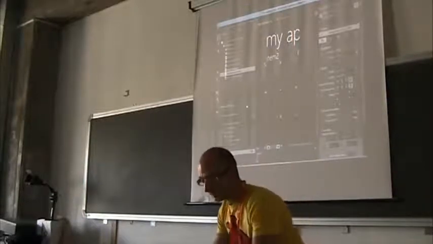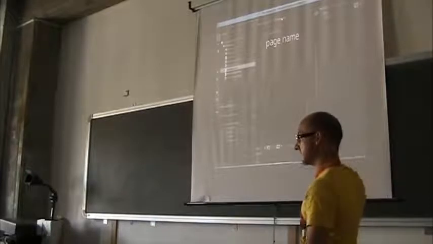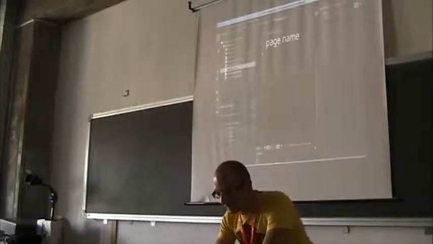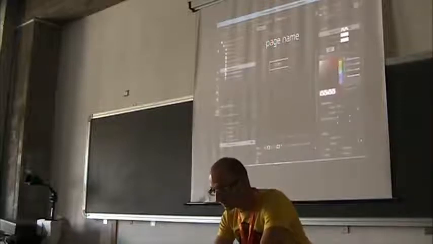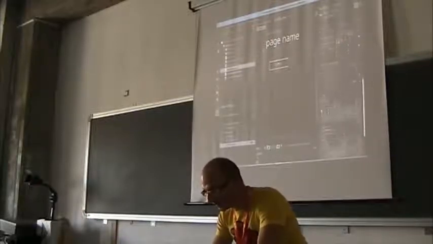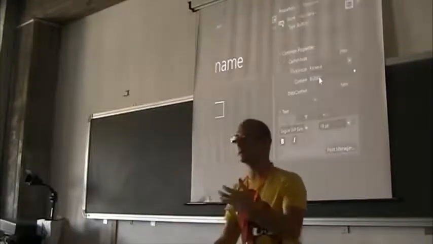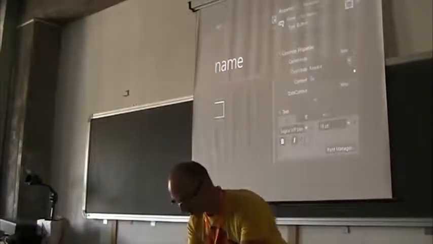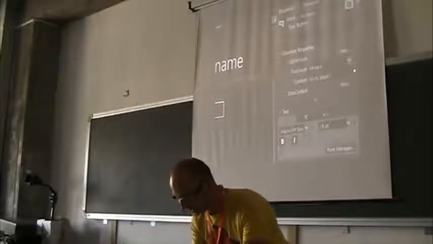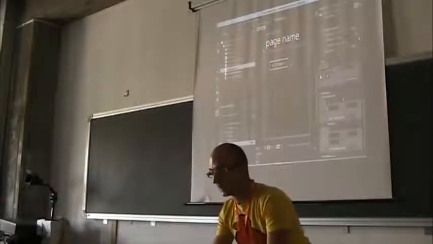Now, our objective is to click a button and then go to the second page. Now, let's add a button. Then you edit the content, which is the label that you are writing down. Go to page 2.